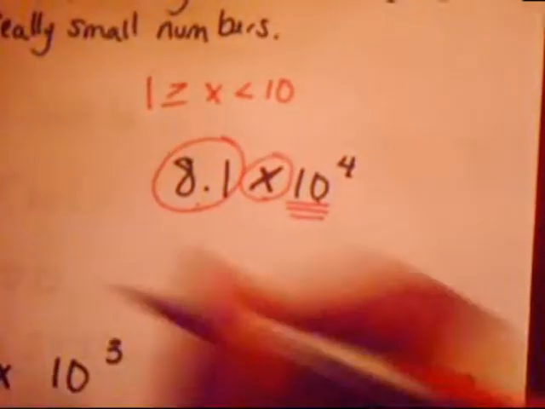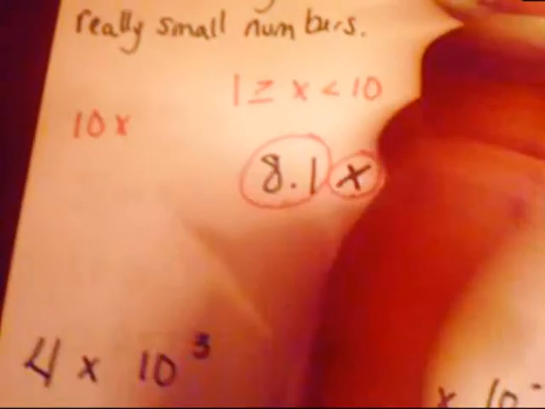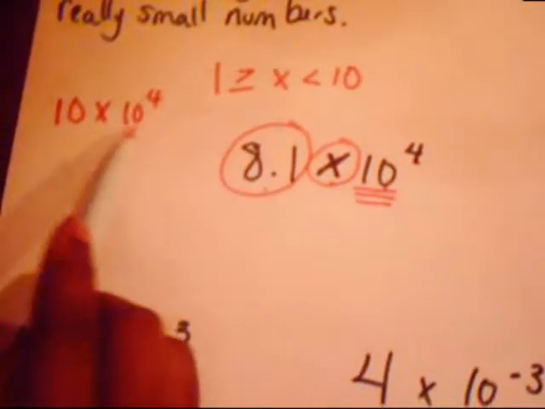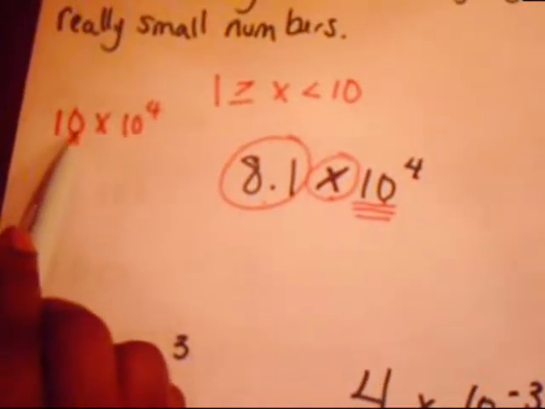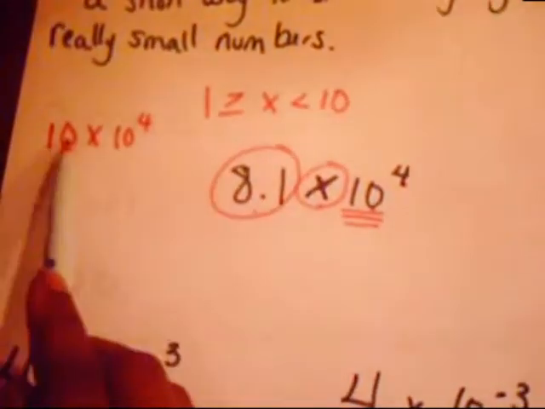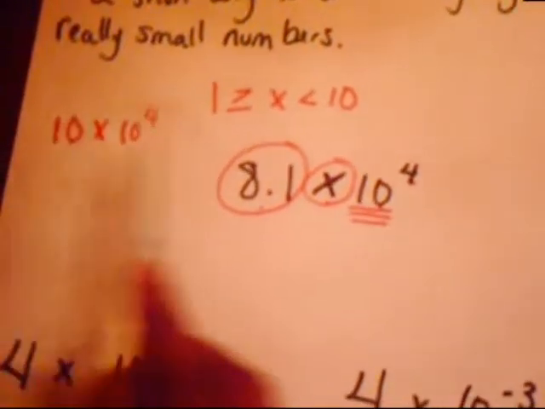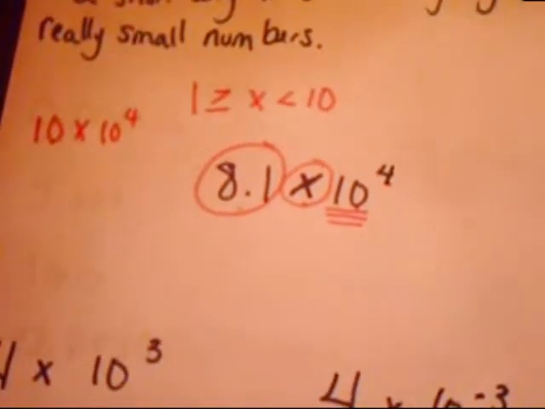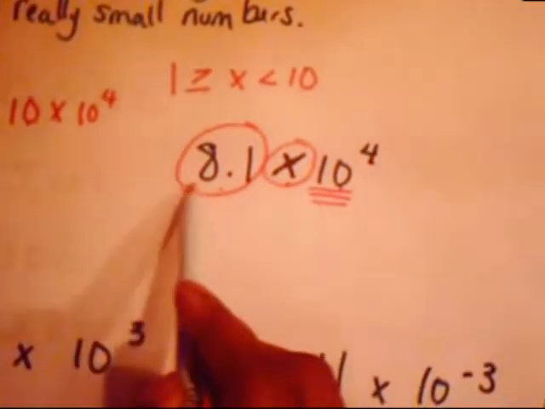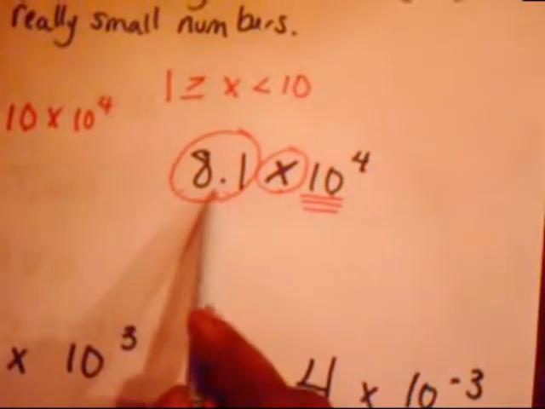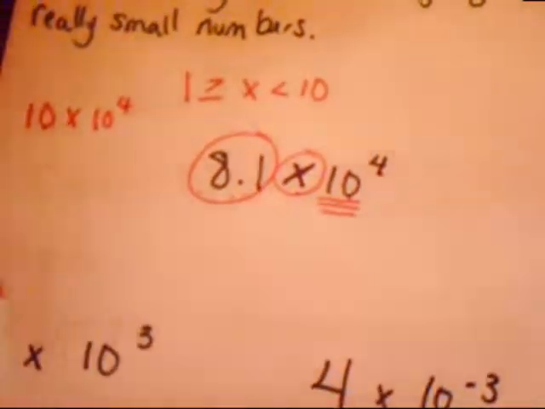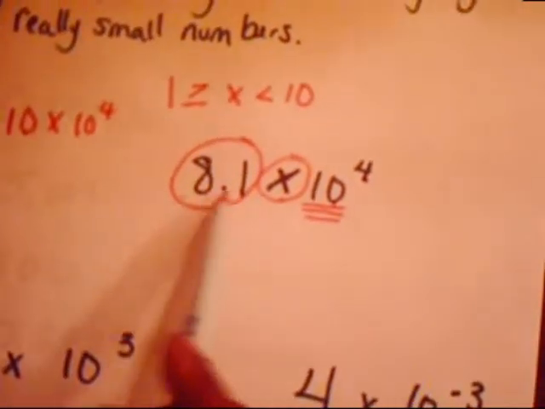If you come across a number that looks like it's written in scientific notation, like 10 times 10 to the 4th power, you should know that this is not in scientific notation, because this number is greater than 10. Remember, it has to be less than 10 and greater than or equal to 1. Okay? So guys, this number is in scientific notation because it fits the criteria. It's 8.1, which is greater than 1 but less than 10.